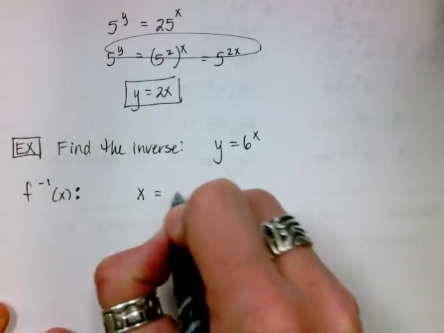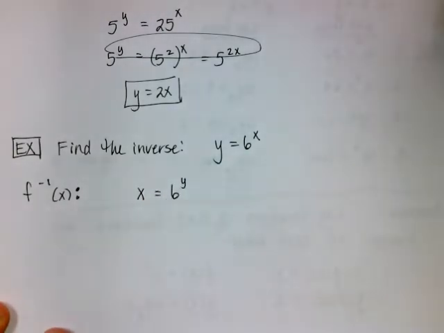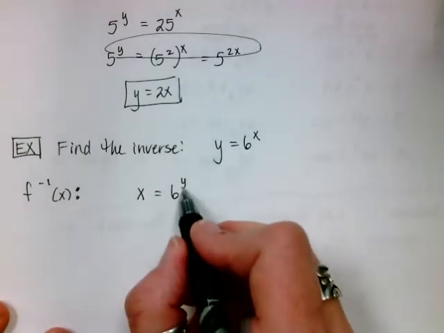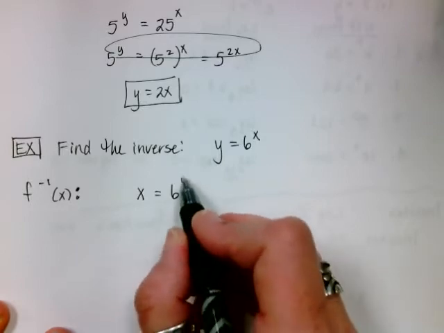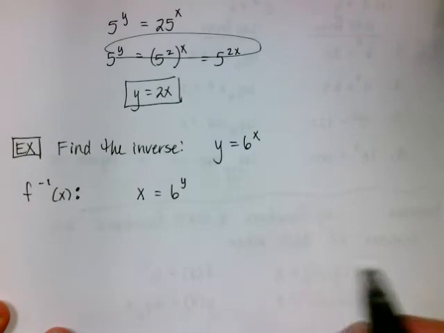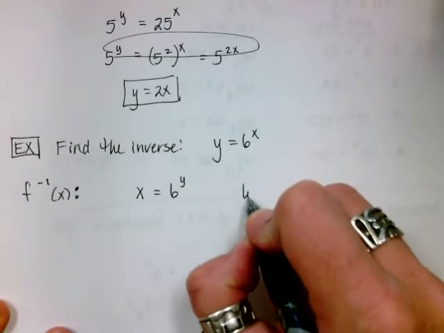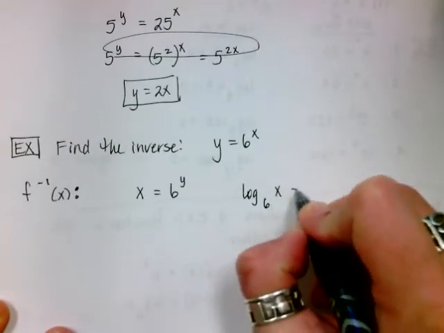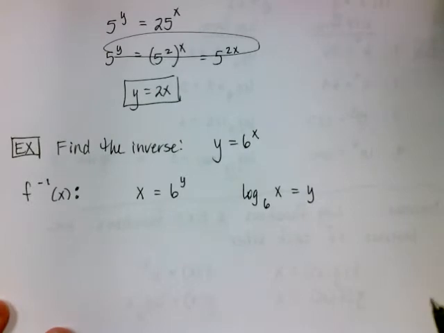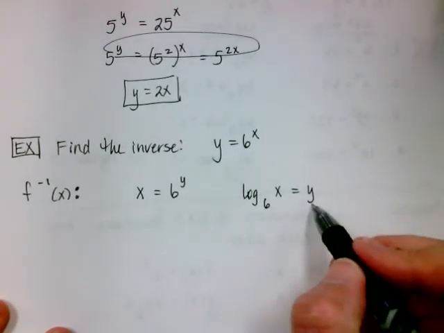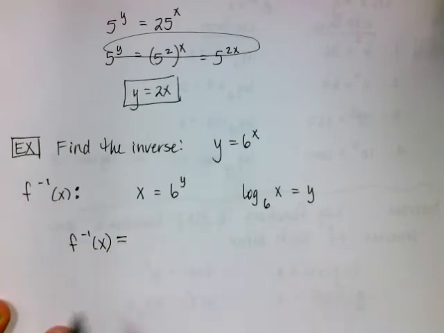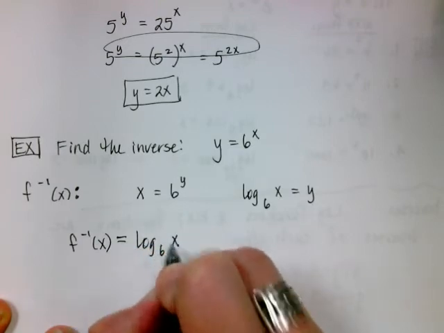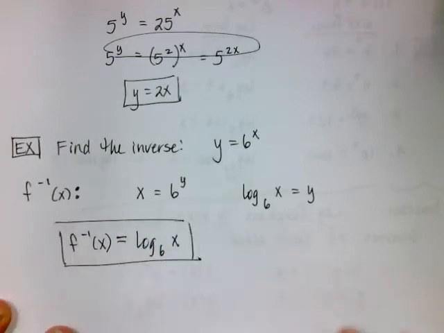So I'm going to get x is equal to 6 to the y. So I flip-flopped my x and y. Now I'm going to solve for y. This is a 6, by the way, not a b. Since my variable is up, all I can do is go back to log form, because this is exponent form. So I would say the log base 6 of x equals y, because remember our task when finding the inverse is to solve for y. We just solved for y by going back to the other form, so the inverse is equal to the log base 6 of x. That was actually kind of cool.